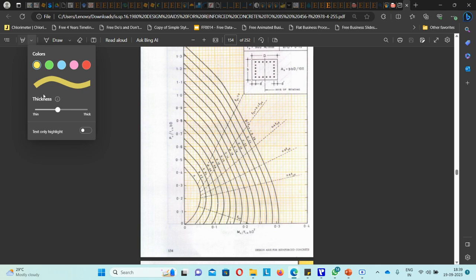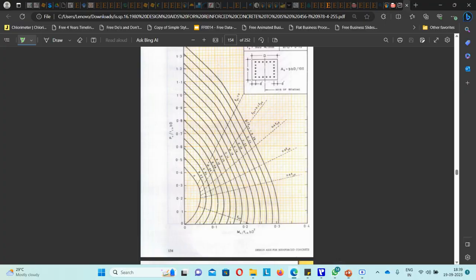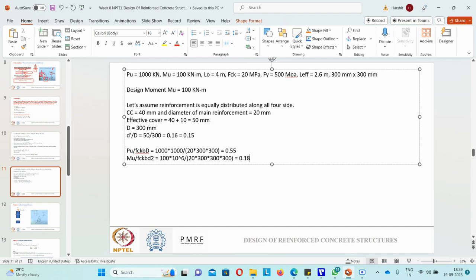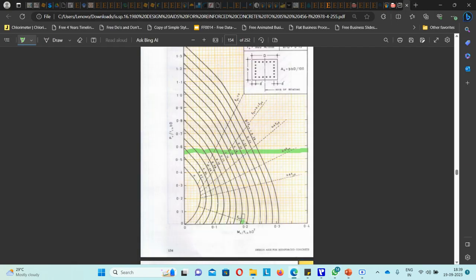let me take a pen. Okay. So my Pu by fck bD value was 0.55, so somewhere here. And my Mu by fck bD square value was 0.18, so maybe somewhere here. So my ratio will come out to be very close to 0.2. Somewhere near here. If you see more accurately, it will be very close to this point. Here, if I go from the middle, somewhere just in between, a little less than 0.2.